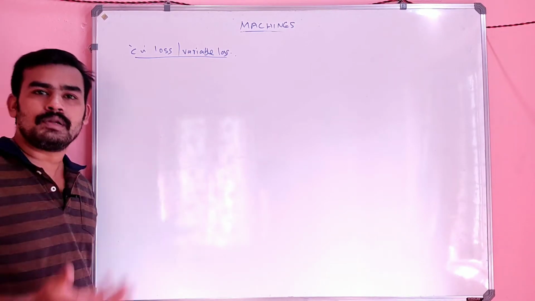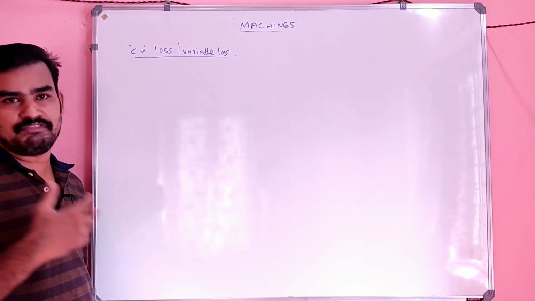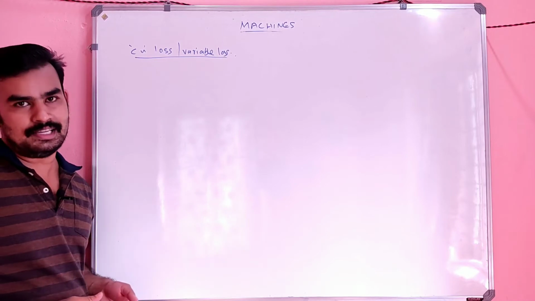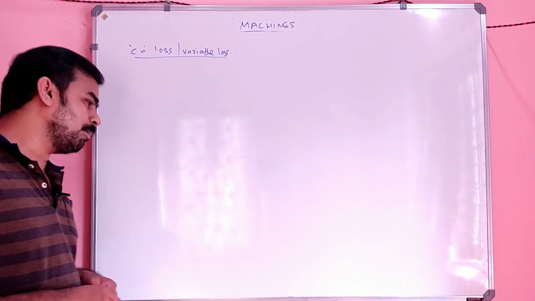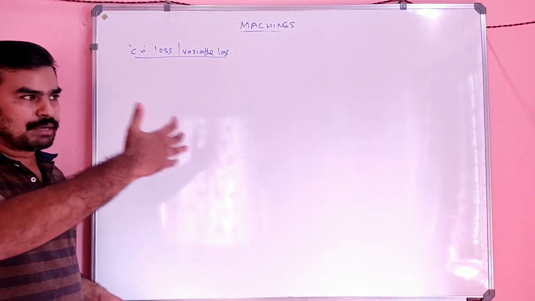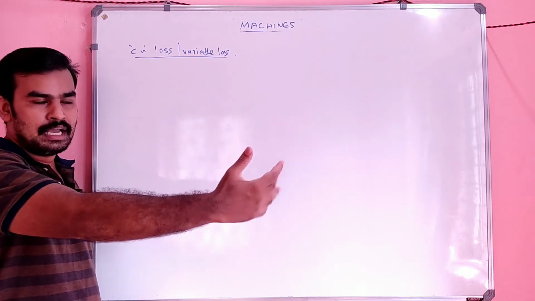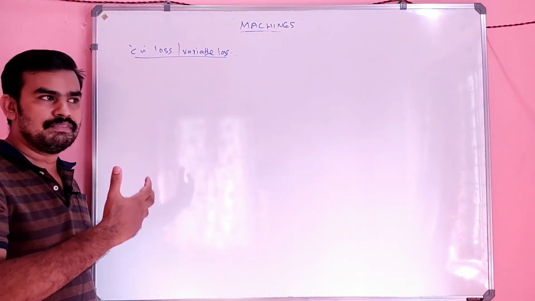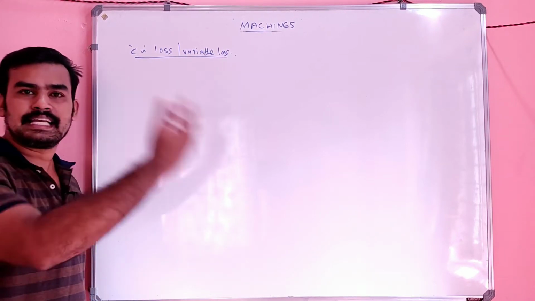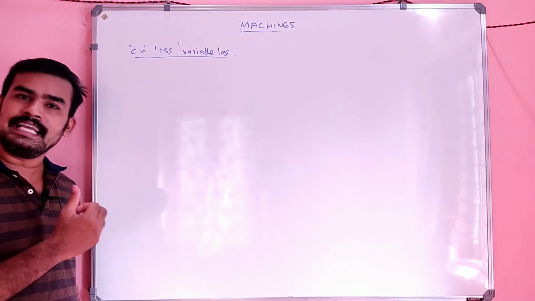But in the case of copper losses, it depends upon the load current. That is why it is called the variable loss. Whenever we vary the load, the loss also varies. That's why the term variable loss or copper loss. The transformer has a primary winding as well as a secondary winding. The winding to which we give the supply is called the primary winding, and the winding across which the load is connected is called the secondary winding.